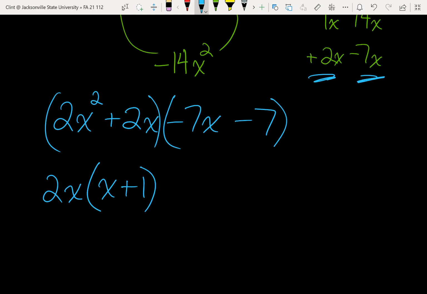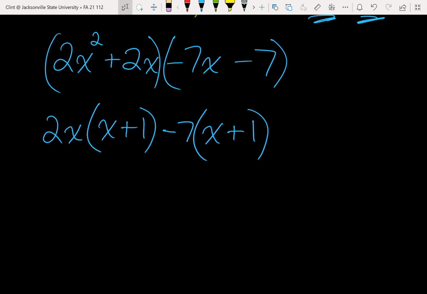I know that I want my second set of parentheses to end up looking like x plus 1. So I see my signs are backward. And I have a 7 in common, so I want to factor out a negative 7 because we want to change the signs and we want to get rid of that 7. And that leaves me with x plus 1. And then it's the stuff in the parentheses. Factor that out, and that leaves us with the stuff that was outside the parentheses, 2x minus 7.